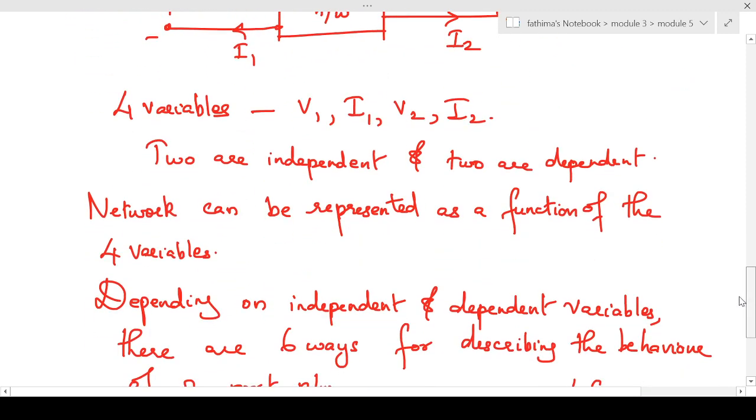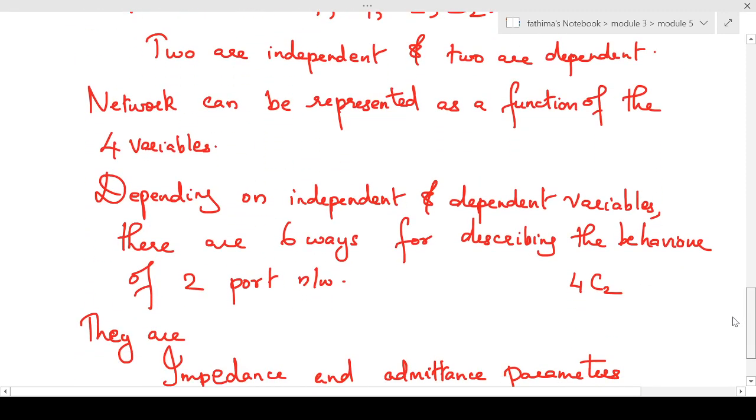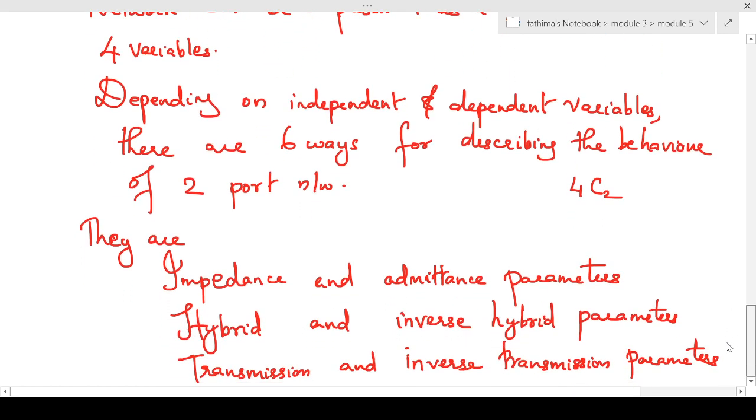So the 6 sets of parameters that describe the behavior of the two-port network are impedance and admittance parameters, hybrid and inverse hybrid parameters, transmission and inverse transmission parameters. So based on the dependent and independent variables, the 6 sets of parameters are shown. And we have to study about impedance and admittance parameters, hybrid parameters and transmission parameters. And we'll see each one of these in the coming videos.